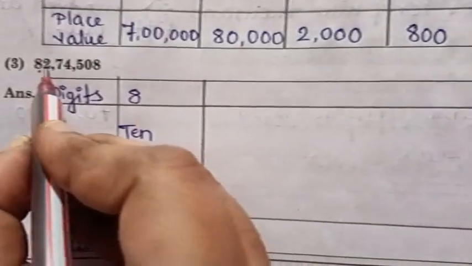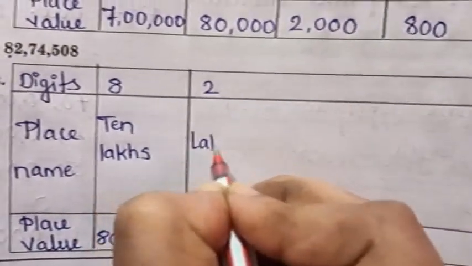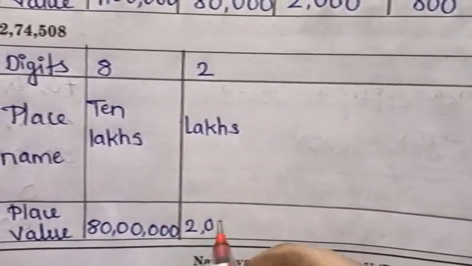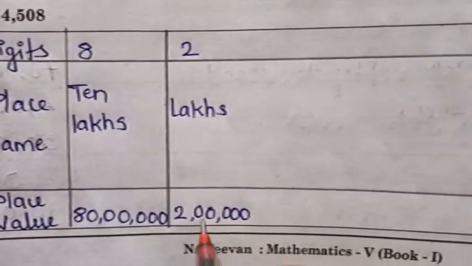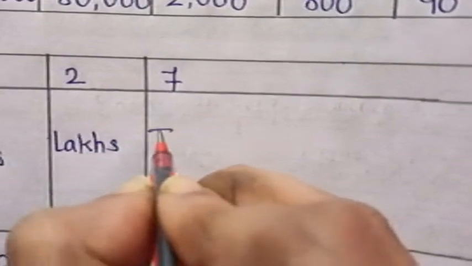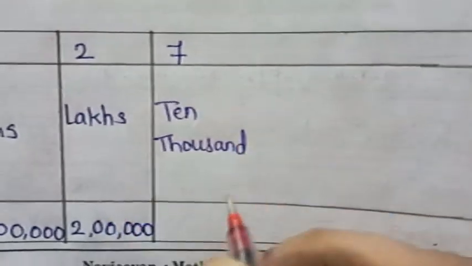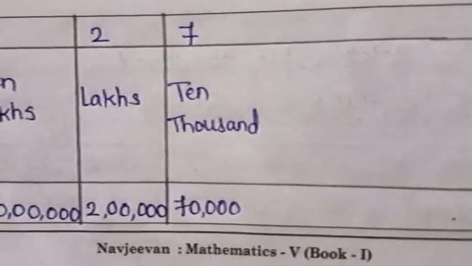Now here the next number is 2, so here we will write 2. 2 is at which place? It's at lakhs place. And its value is 2, then 0 at 10,000's place, thousands place, hundreds, tens, units. Clear? So its value is 2 with 5 zeros. Now students, here the next number is 7, so you will write here 7. 7 is at which place? It's at 10,000. So its value is 7 and 4 zeros.